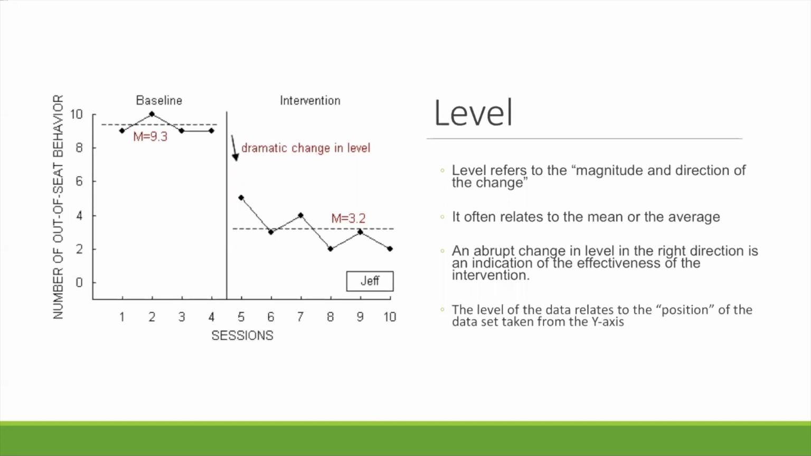The reason that level is so important when interpreting a graph is that level can show an indication that the intervention is effective. The level of the data relates to the position of the data set taken from the y-axis. An abrupt change in level in the right direction is an indication of the effectiveness of the intervention.